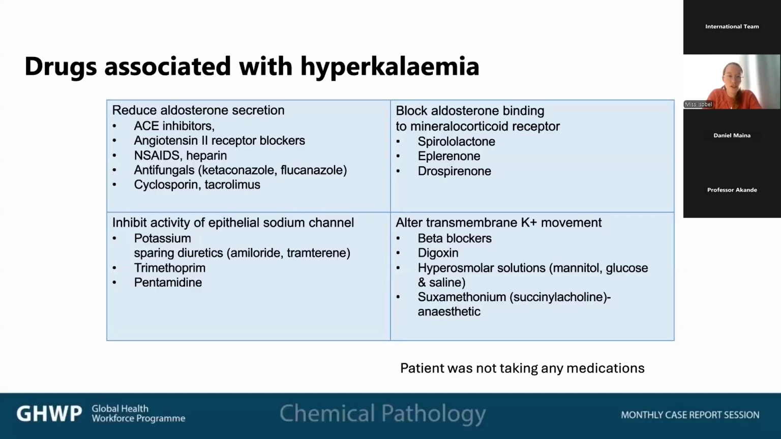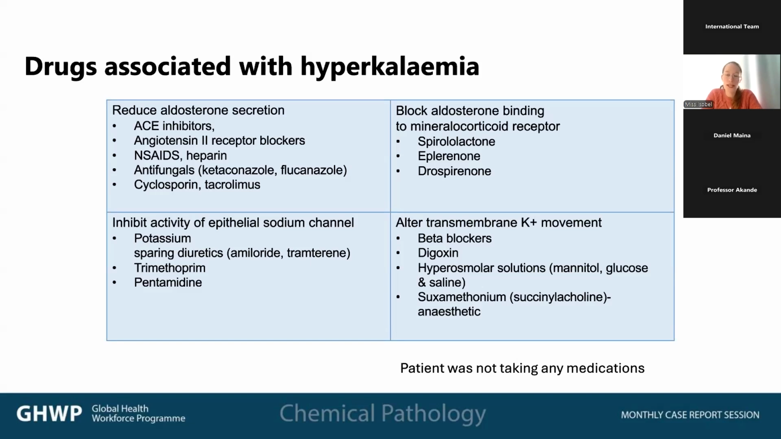And then drugs, a really important cause is drugs. So reduced aldosterone secretion can be caused by ACE inhibitors, angiotensin II receptor blockers, NSAIDs, heparin, antifungals, cyclosporin, tacrolimus, so many causes. Again, there's lots of drugs that can block aldosterone binding to the mineralocorticoid receptor, and I've listed those there. It can also inhibit activity of the epithelial sodium channels, so potassium-sparing diuretics, and you can also alter the transmembrane potassium movement. Beta blockers are a common cause.